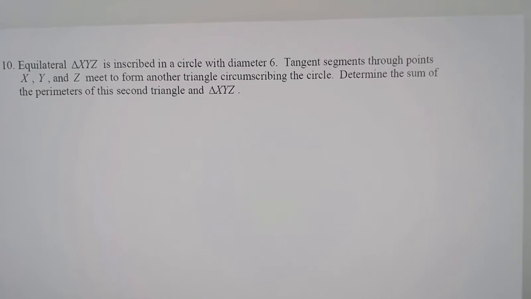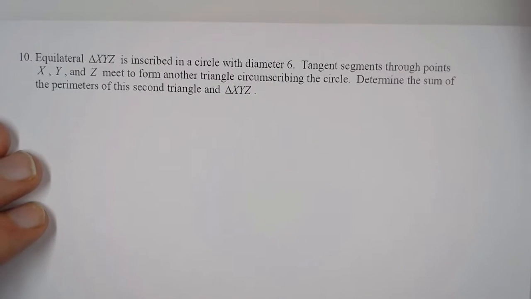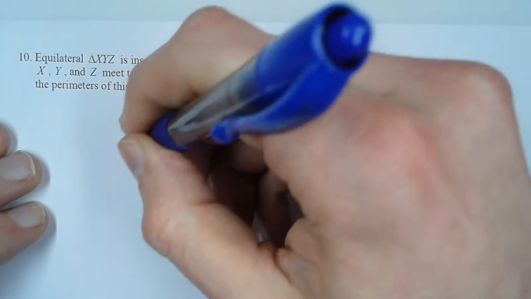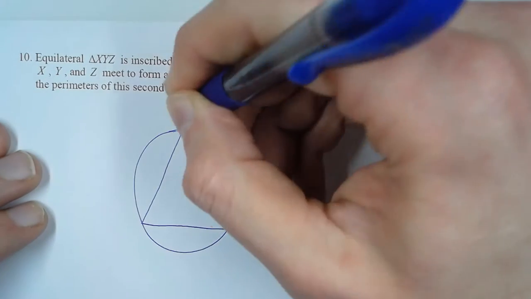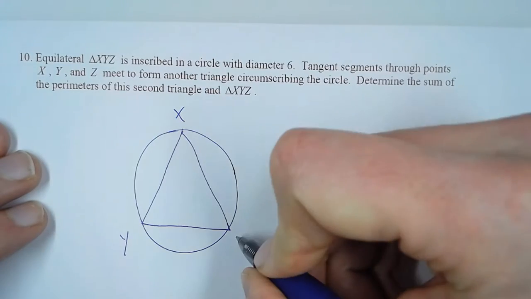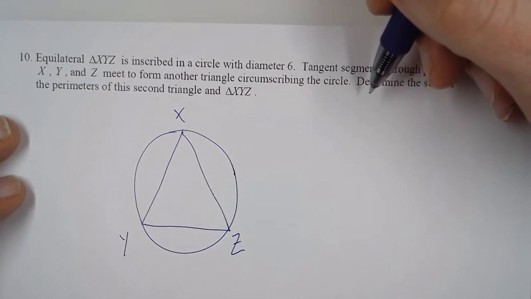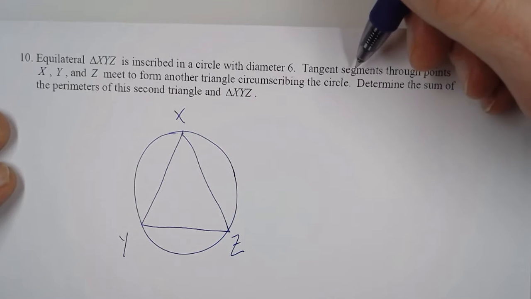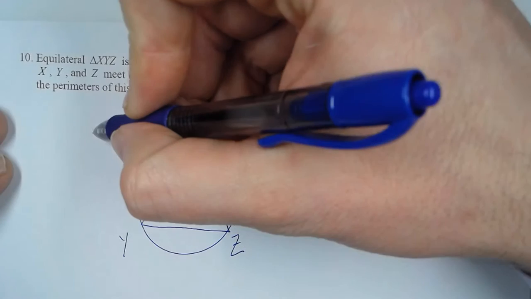In question 10, it says equilateral triangle XYZ is inscribed in a circle with diameter 6. So here is X, Y, Z. And then it says tangent segments through the points X, Y, and Z meet to form another triangle circumscribing the circle. Determine the sum of the perimeters of this second triangle and XYZ.